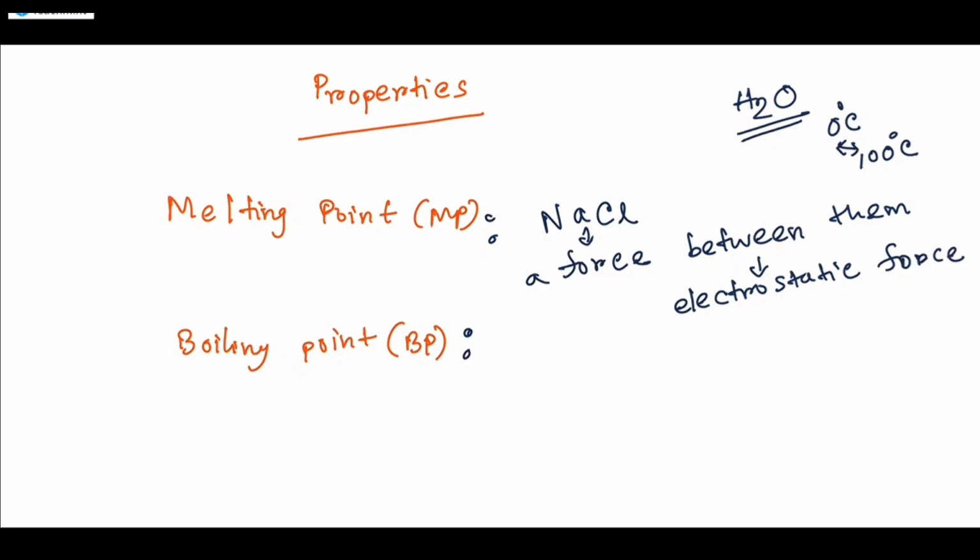And this force is very strong. You have to heat a lot to break the force between them. And you can see when the temperature goes to 801 degrees Celsius, the sodium chloride starts melting. And approximately more than 1400 plus degrees Celsius. Are you seeing the difference? Electrostatic force is very strong. That's why the melting point and boiling point is very higher than H2O. The sodium chloride has a very high melting point and boiling point.